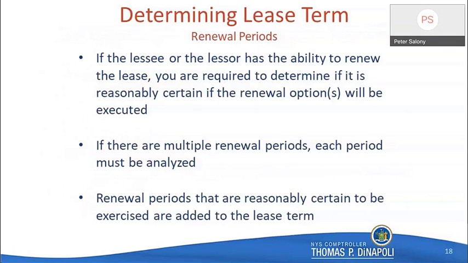Renewal periods. If the lessee or the lessor has the ability to renew the lease, you are required to determine if it is reasonably certain that the renewal options will be exercised. If there are multiple renewal periods, each period must be annualized. Renewal periods that are reasonably certain to be exercised are added to the lease term.